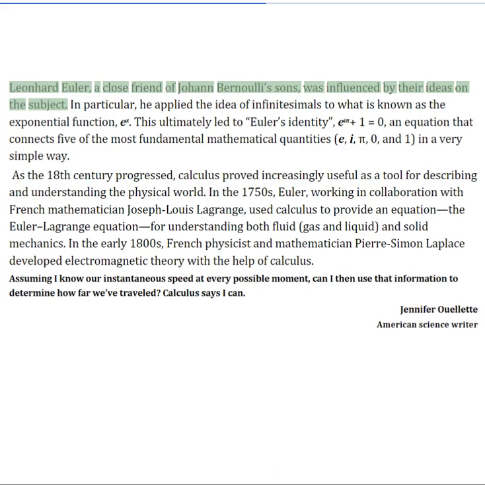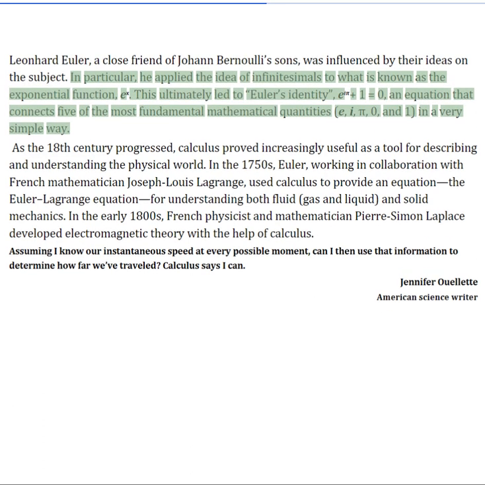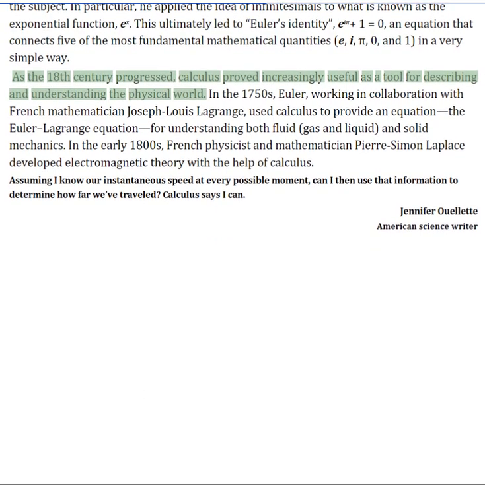Leonhard Euler, a close friend of Johann Bernoulli's sons, was influenced by their ideas on the subject. In particular, he applied the idea of infinitesimals to what is known as the exponential function, e. This ultimately led to Euler's identity, e to the i pi plus 1 is equal to 0, an equation that connects five of the most fundamental mathematical quantities in a very simple way.